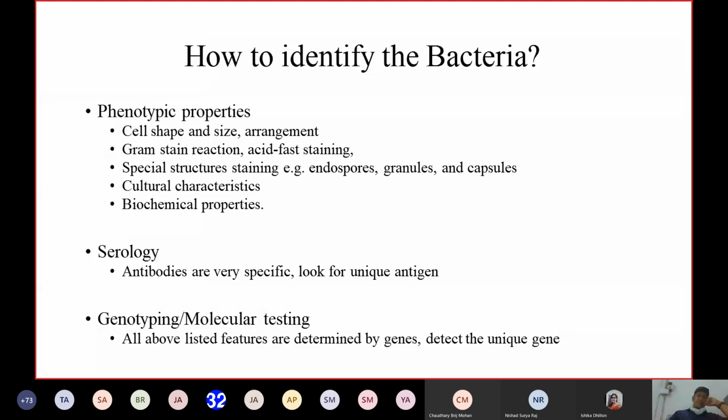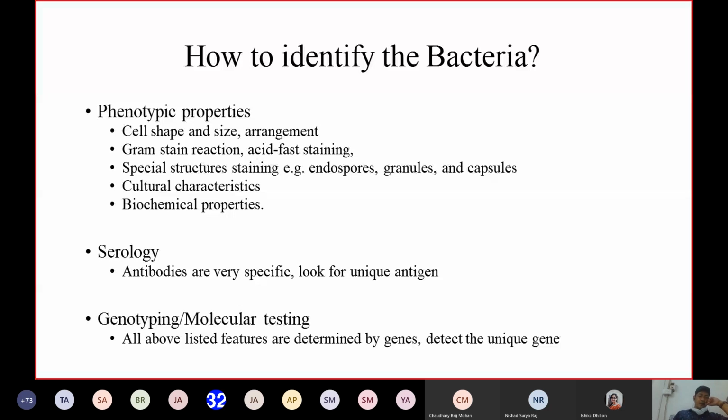Under serology, plenty of tests are there that you have discussed earlier in first year. So any queries regarding serological tests, you can write back to me and we can discuss them later. So that is the basis of serology.